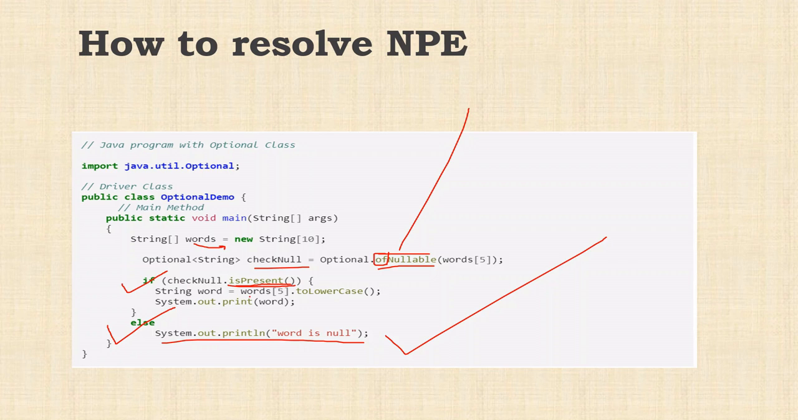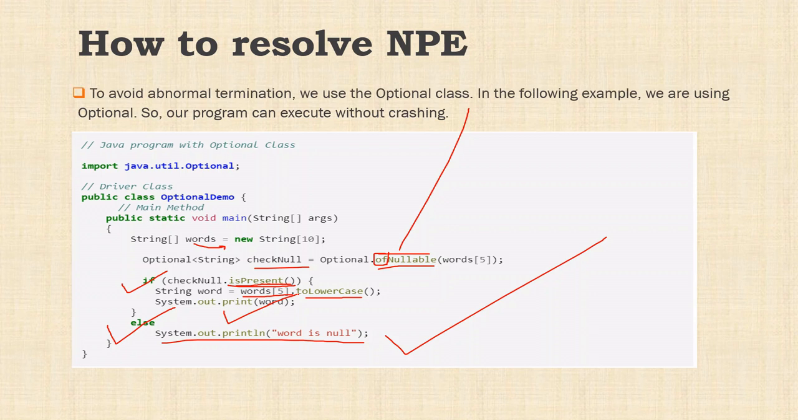In this scenario, it will provide the lower case of word 5. That means it will fetch one string, convert it into lower case, and print that string in lower case. So like this we can handle null pointer exception with the help of the optional class. Okay, let's move on to another example.